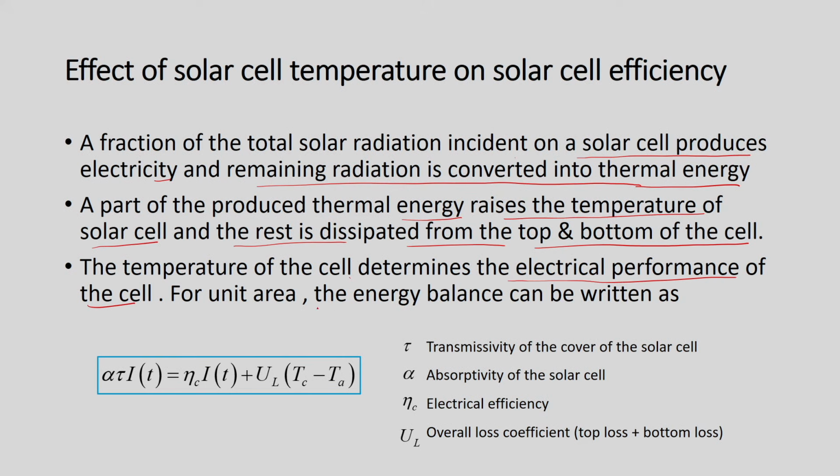So if we do the energy balance per unit area, we can have this kind of equation, okay. Losses will be there, and then we have efficiency, and then the amount of energy received by the system, okay. So what is tau? Transmissivity of the cover of the solar cell. Then alpha is the absorptivity of the solar cell, then eta c is the electrical efficiency, right. And of course, UL is the overall loss coefficient, which includes top loss and bottom loss, right.